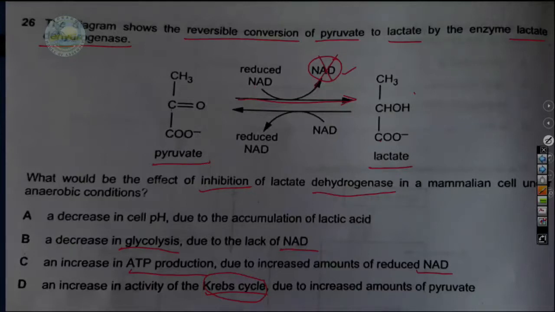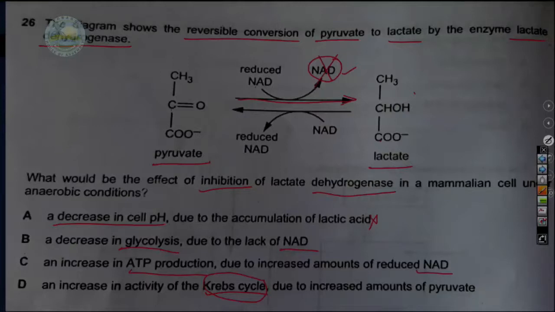We certainly will not have A. So A is another one that is out. Because if we cannot produce lactate, then we will not have a decrease in the pH. Remember, a decrease in the pH means that it is going lower, more acidic. So if we do not have lactic acid, we will not have a decrease in the pH.